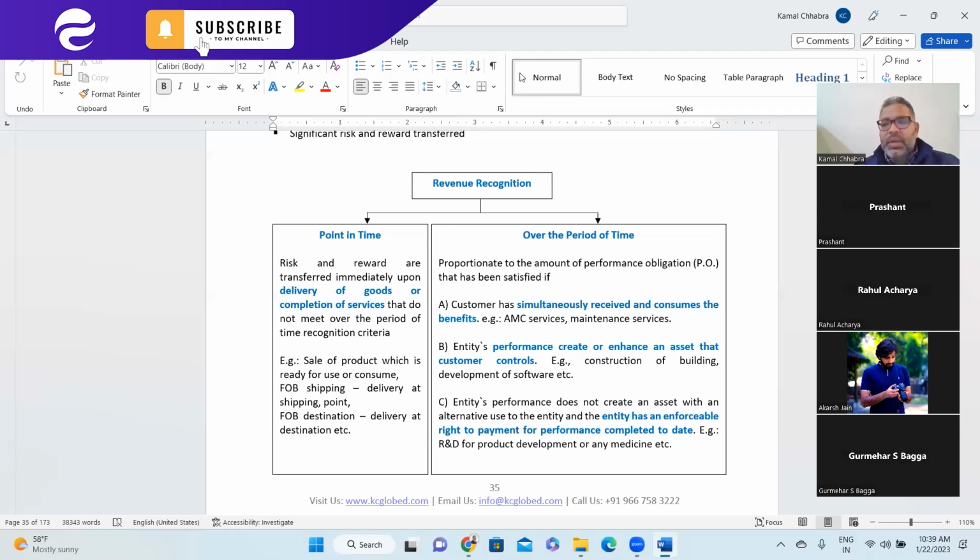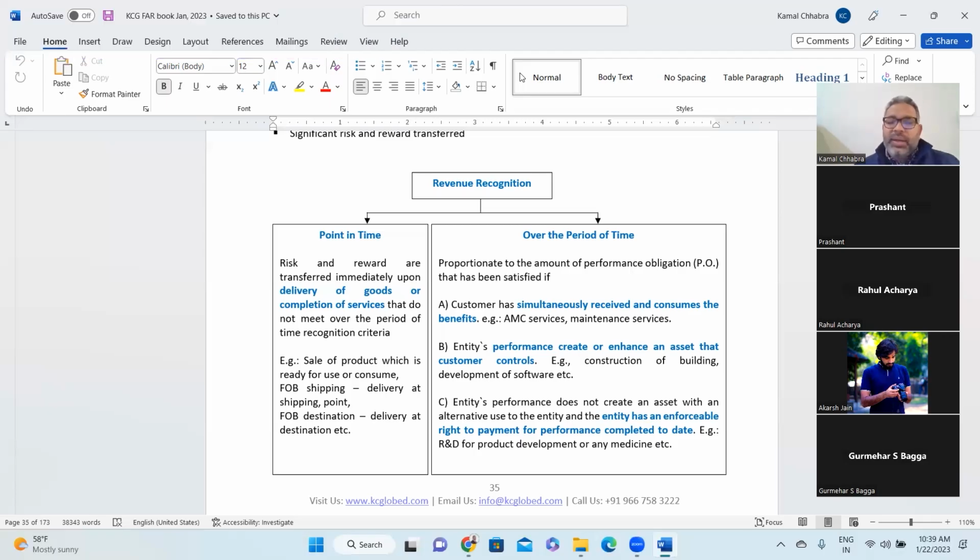Make sense? So when can you recognize the revenue over a period of time? First, when the customer is receiving and consuming the benefit simultaneously over the period of time. Second, when you are creating or enhancing an asset of the customer, which the customer controls. Third, when the entity's performance does not create an asset with an alternative use.